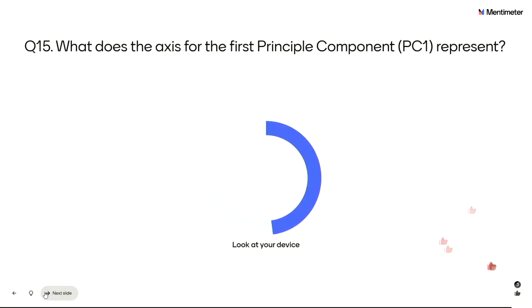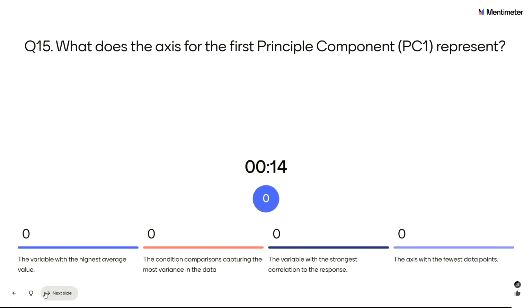What does the axis for the first principal component represent? The variability with the highest average value, the condition comparisons capturing the most variation in the data, the variable with the strongest correlation to response, or the axis with the fewest data points.